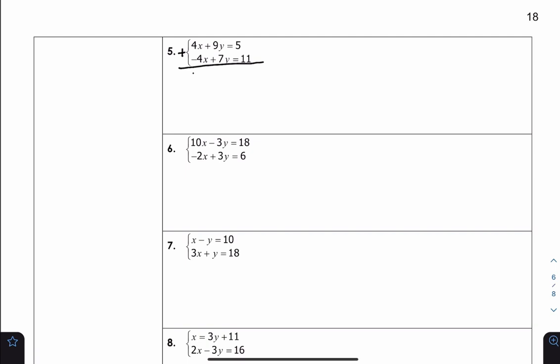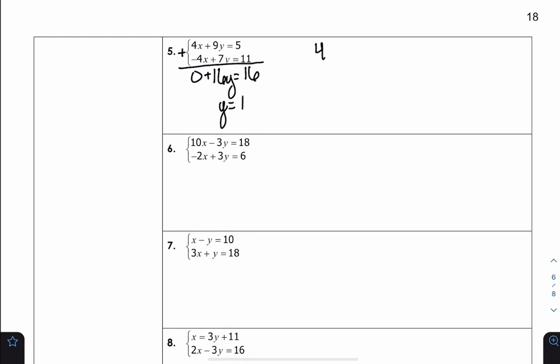So now our x's are going to cancel out. Our y's are going to equal 16y, and our integers on the end are going to equal 16. 16y equals 16 simply means y equals 1.